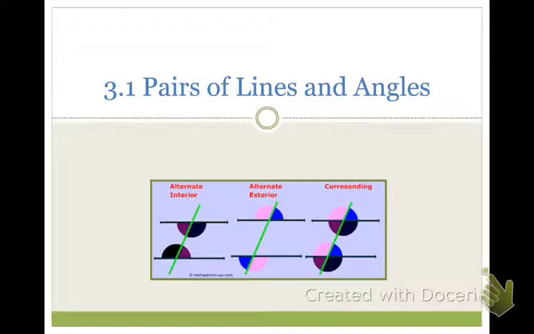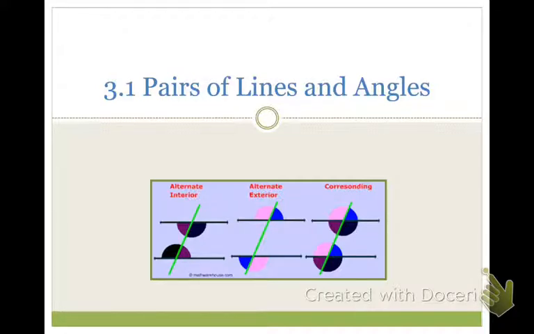Alright, so we're going to talk about pairs of lines and angles. So 3.1 will be very similar to 3.2, and that will be very similar to 3.3. And then eventually you're going to have a project over this. You're going to do it in class. It's a very artsy project, but we'll talk about it when we get there.